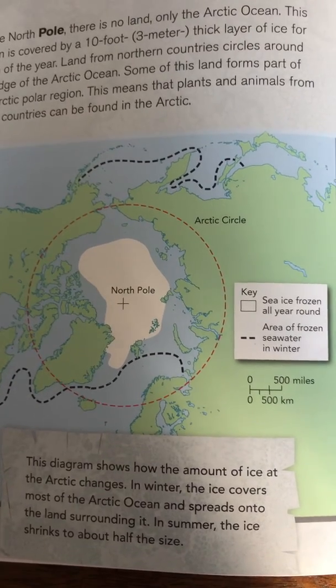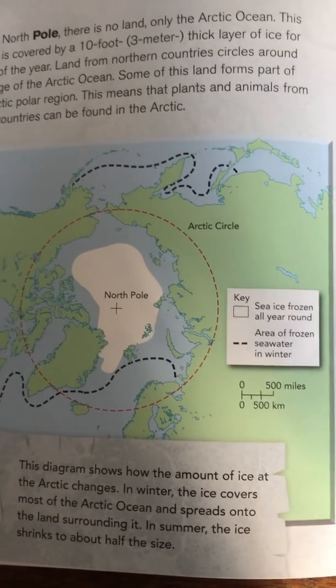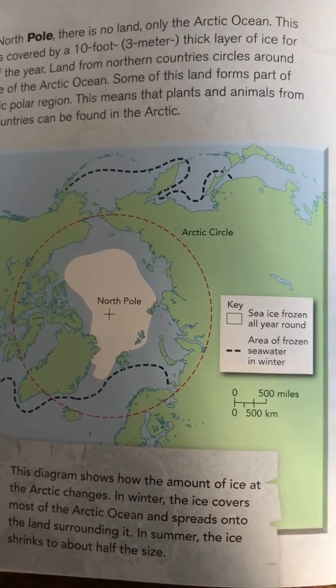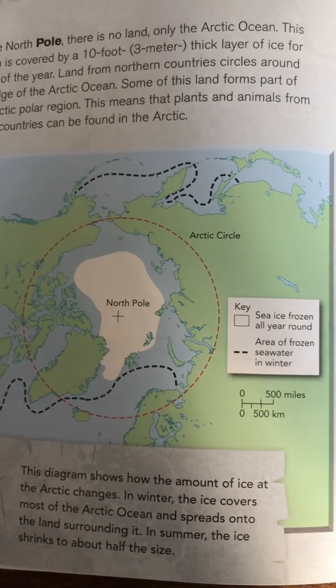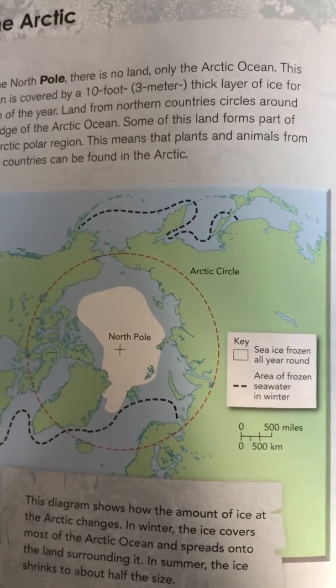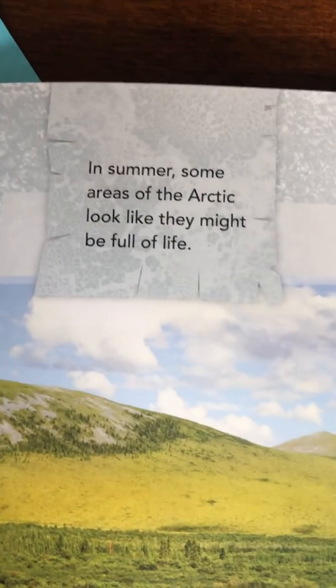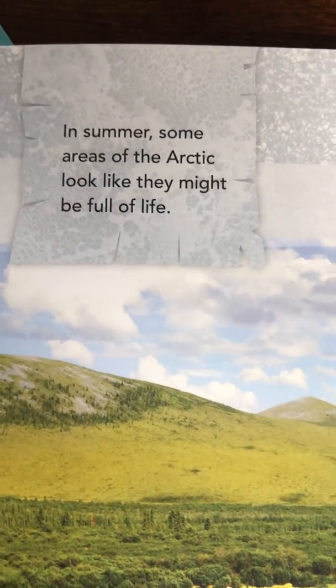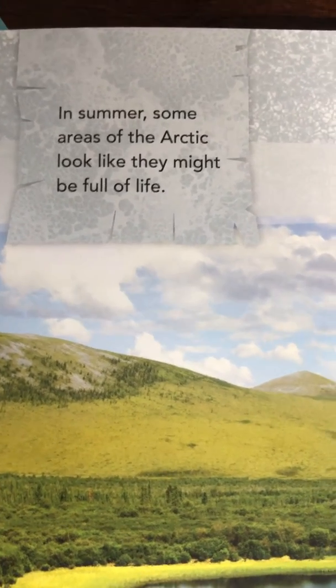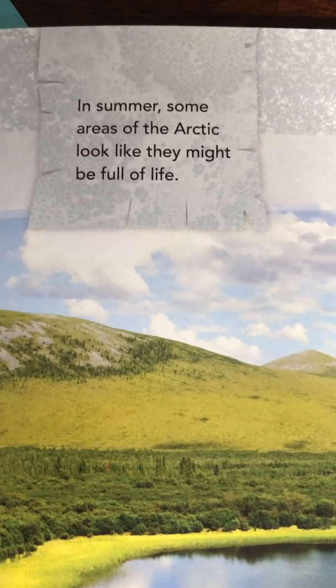This means that plants and animals from these countries can be found in the Arctic. The diagram shows how the amount of ice at the Arctic changes. In winter, the ice covers most of the Arctic Ocean and spreads onto the land surrounding it. In summer, the ice shrinks to about half the size. In summer, some areas of the Arctic look like they might be full of life.